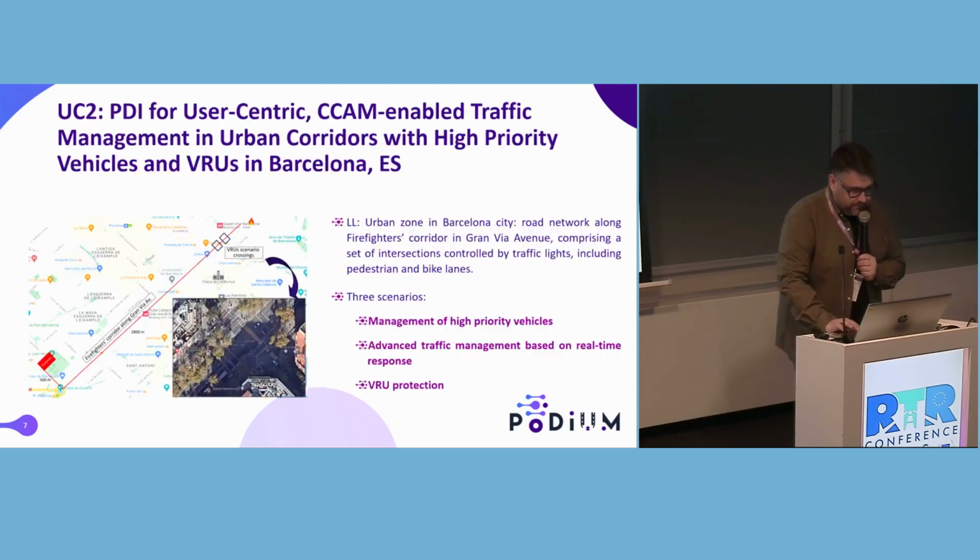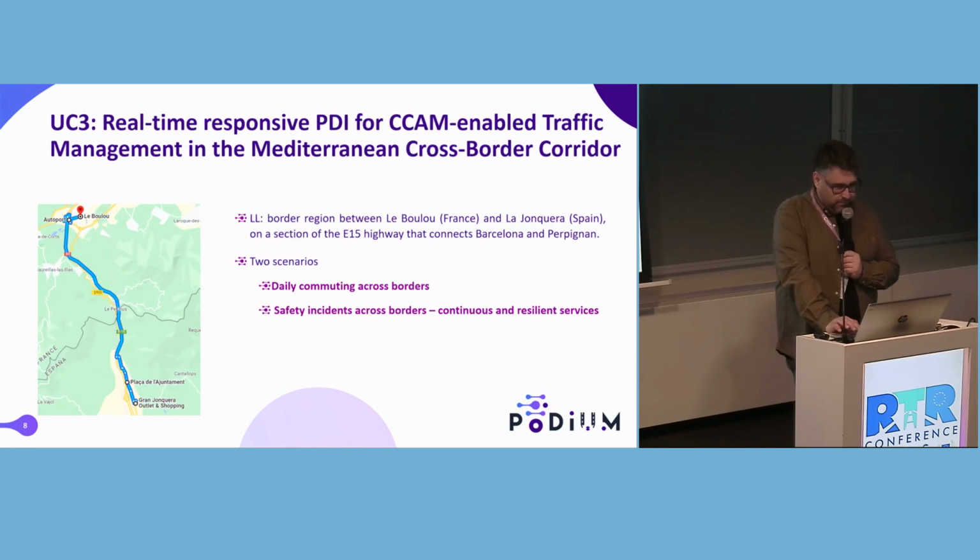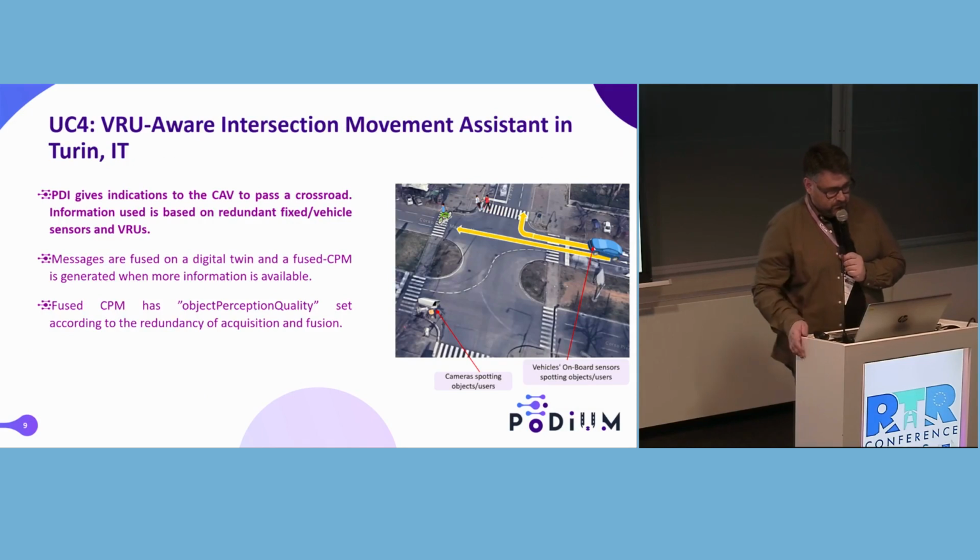the autonomous vehicles. Here is a view also of what I just mentioned in the city of Barcelona: the management of high priority vehicles and how to also include the VRU protection in it, so that at the crossroad where the fire truck is crossing, there are no incidents with the corresponding VRUs. Pretty much the same situation is taken into consideration in the third use case at the cross-border, in the Mediterranean cross-border corridor, where we have also two scenarios, one for the daily commuting across the borders and one with safety incidents across borders, where both traffic management centers in the two sites have to coordinate and manage the traffic within the corridor.